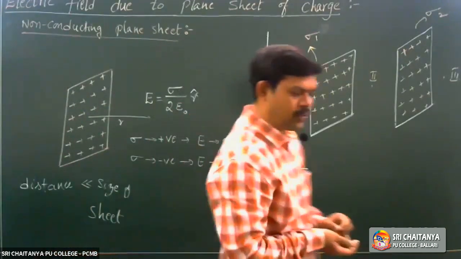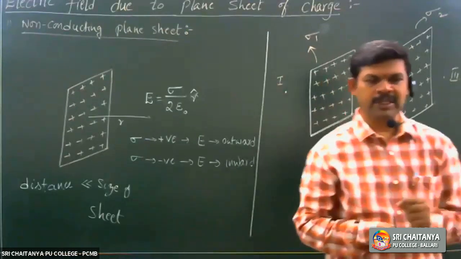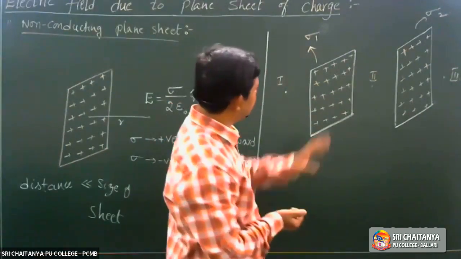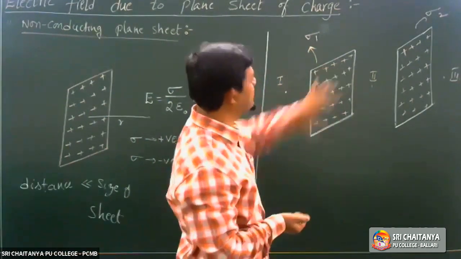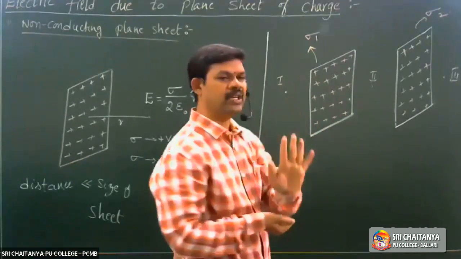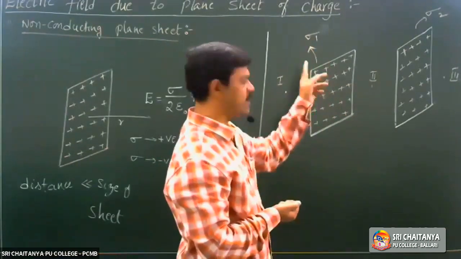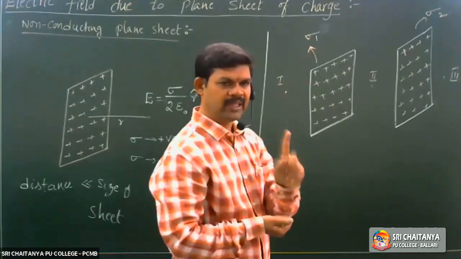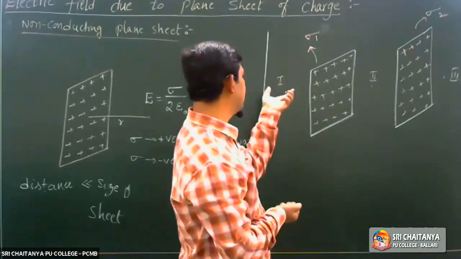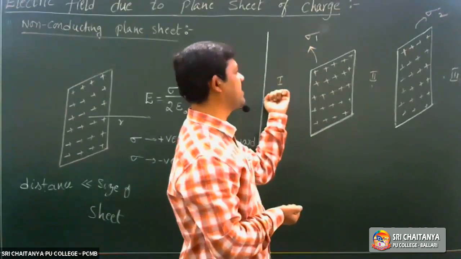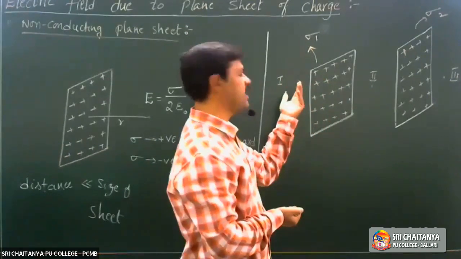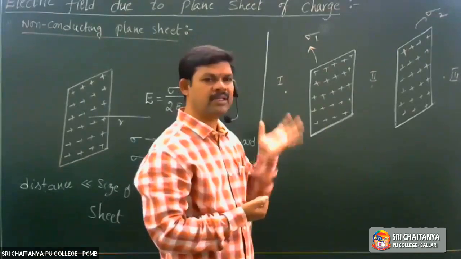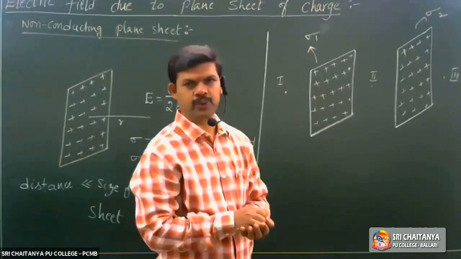See, whenever you want to find electric field at any point, 2 things you have to do. First, see what is the charge on the plate, charge density or charge, whether it is positive or negative. Second, assign the direction based on that to the electric field at that particular point. Then take the vector sum of the fields. This is the way to do, right?